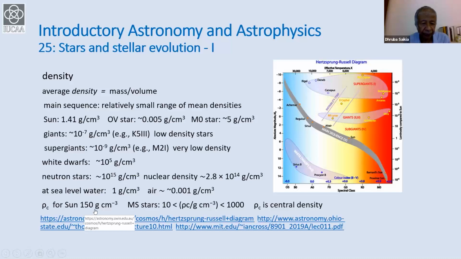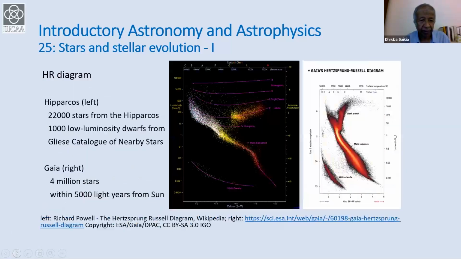For the sun, it's about 150 grams per centimeter cubed. And for the range of stars, it lies between about 10 and 1,000 grams per centimeter cubed. So you should realize that it's much denser at the center compared to what is at the surface. And the Hertzsprung-Russell diagrams, which is a key tool in understanding stars and stellar evolution.